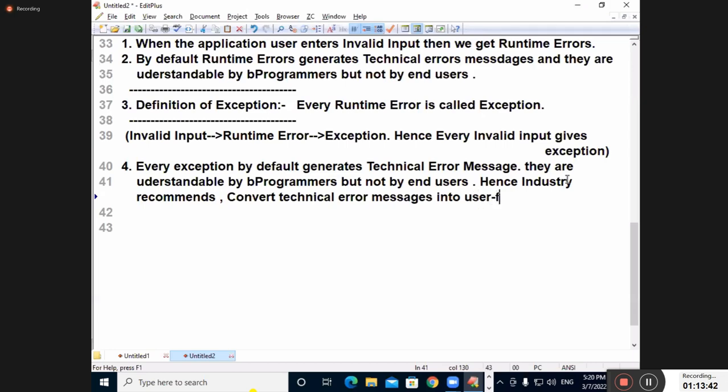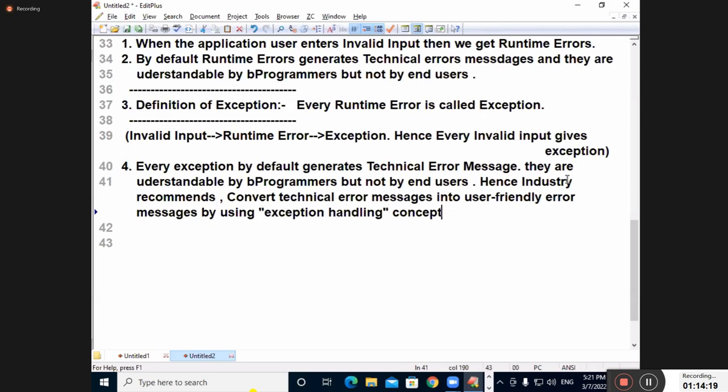Beautiful. User friendly error messages. User friendly by using which one? By using the exception handling concept. Exception handling concept's purpose is what? Converting technical error messages into user friendly error messages. If my project does like that, is my project strong or weak? Strong. So to build strong applications by giving user friendly error messages, which concept do I have to learn?